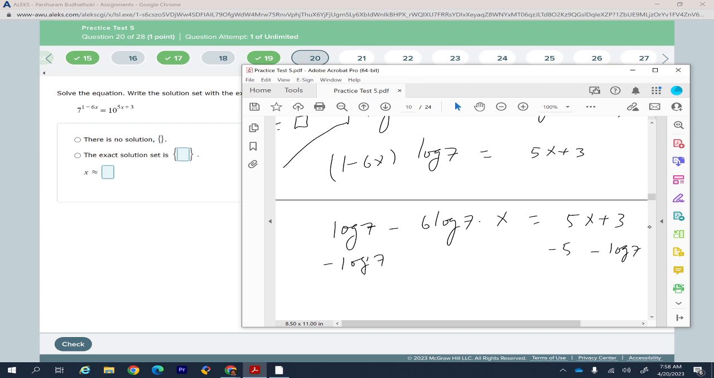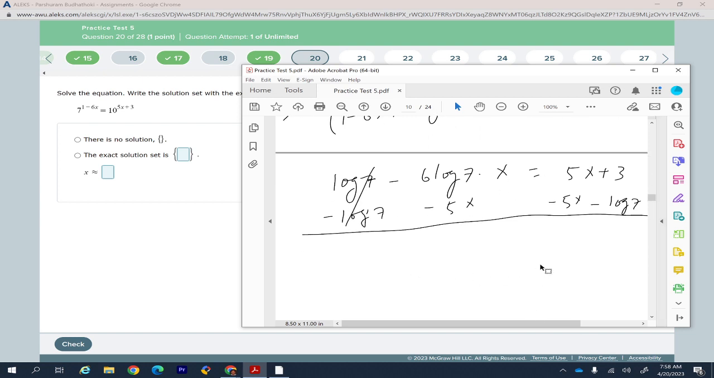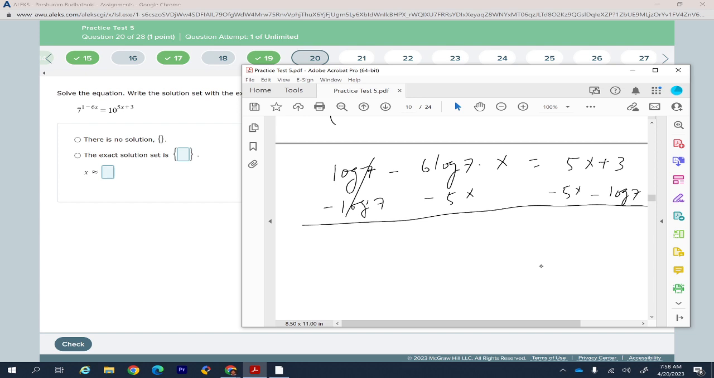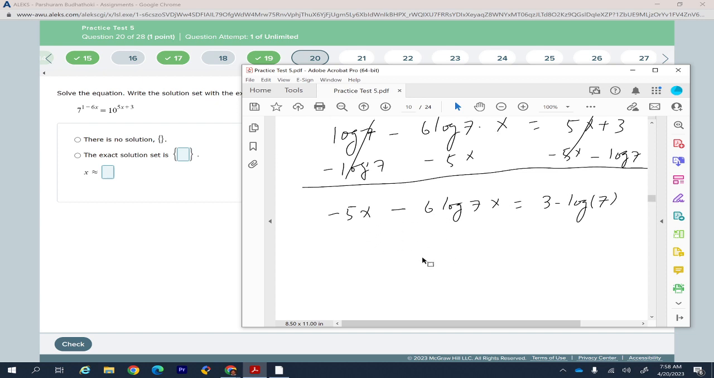and I'm going to subtract 5x. By doing that, what I'm trying to do is bring all the terms with the x on the left side. So I'm just going to copy, because they are not similar terms. Negative 5x, negative 6 log 7 x. On this side, it's 3 minus log 7. So to solve for x, first of all, you can factor out x, and it gives me negative 5 minus 6 log 7 equal 3 minus log 7.